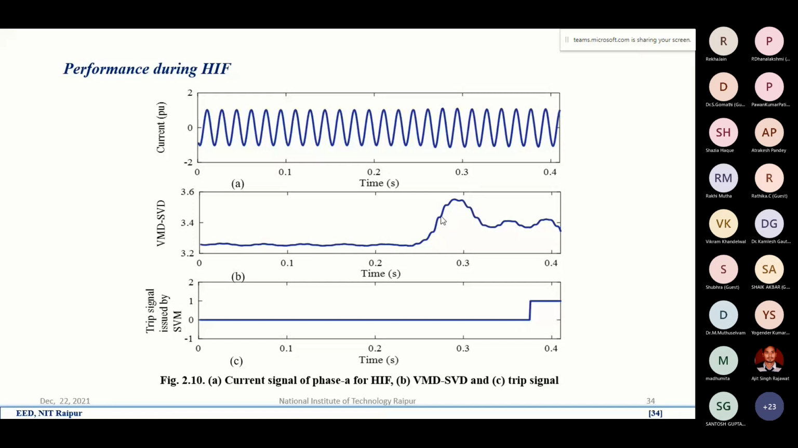With this, the support vector machine takes a certain time to detect the presence of the fault, and it detects the presence of the fault using SVM, and the trip signal is issued at this point. So the proposed VMD and SVD based scheme along with SVM is clearly able to identify the high impedance fault.